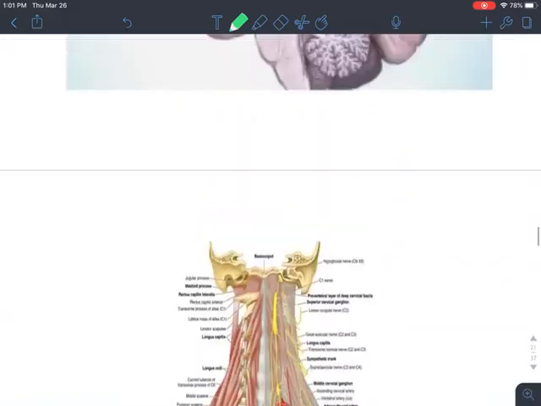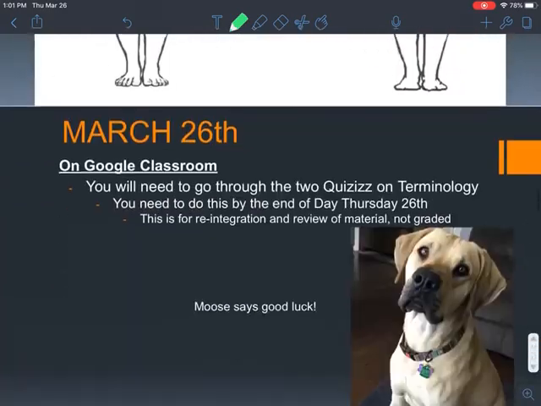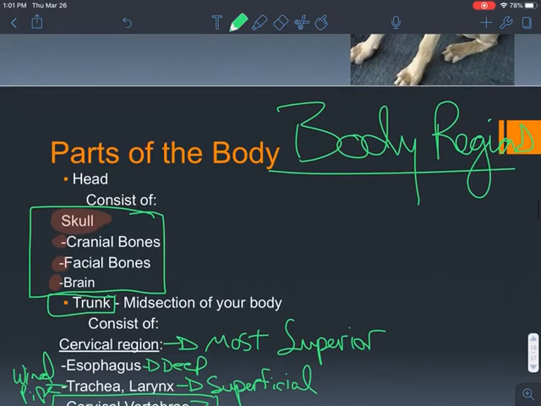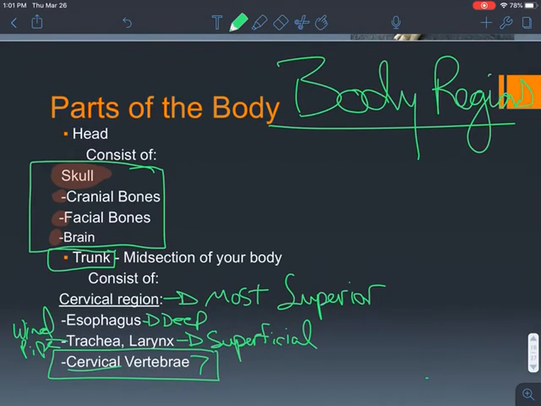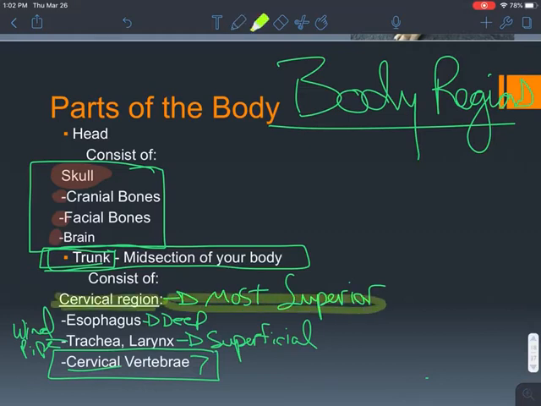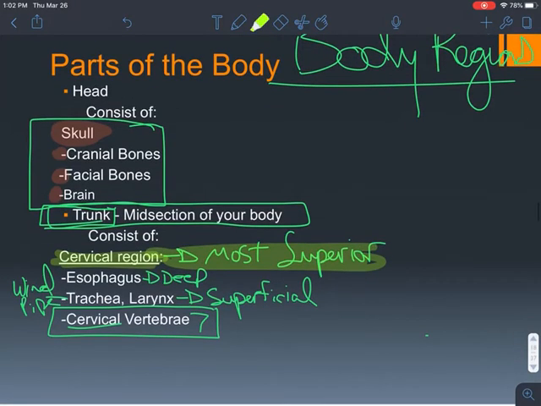All right, so one more time, let's just go through it. So you have your head, consisting of your skull, cranial bones, and facial bones. Inferior to that, the next section, that big section that you have, is your trunk. So your cervical region is the most superior, consisting of the esophagus, trachea, larynx, and 7 cervical vertebrae.